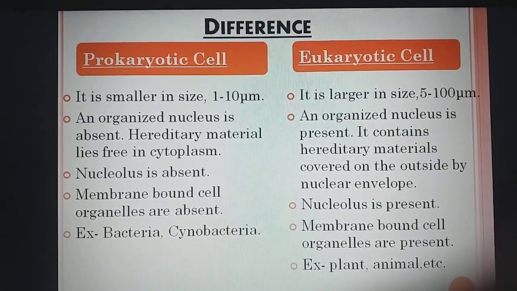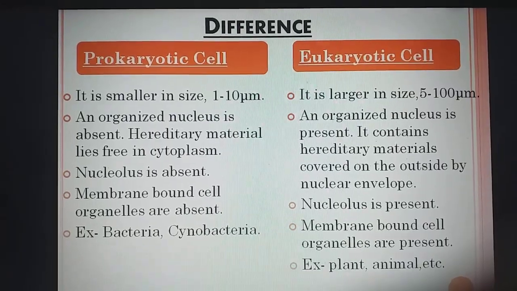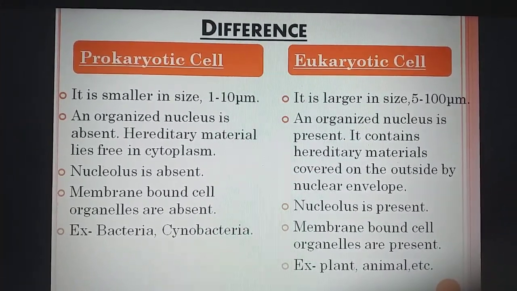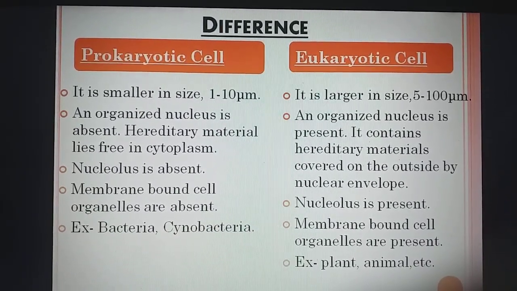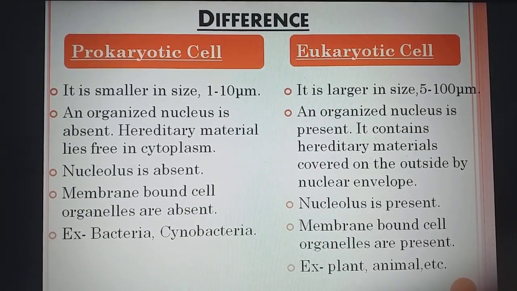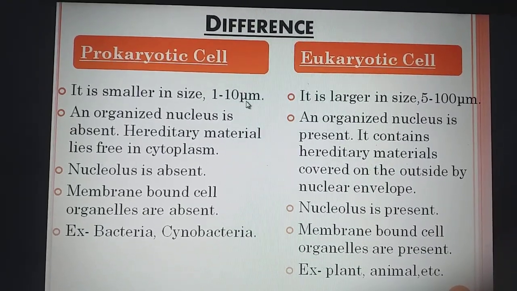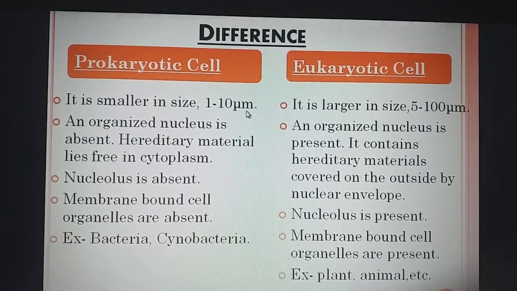Whereas in eukaryotic, eu means true, karyotic means nucleus. So organisms which have the true nucleus are known as eukaryotes, and those cells are known as the eukaryotic cell. Now the difference between prokaryotic cell and eukaryotic cell. See here, the prokaryotic cell is smaller in size, that is 1 to 10 micrometer.